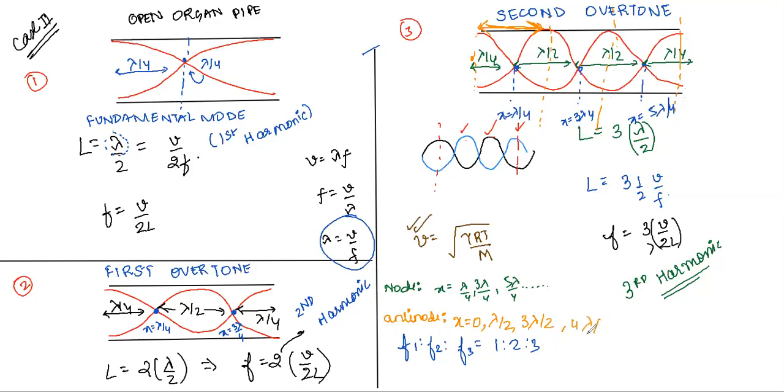You sure? Yes, sir. Try thinking again. The entire length is 3 lambda by 2. Right. Think about it again. I'll wait for you.